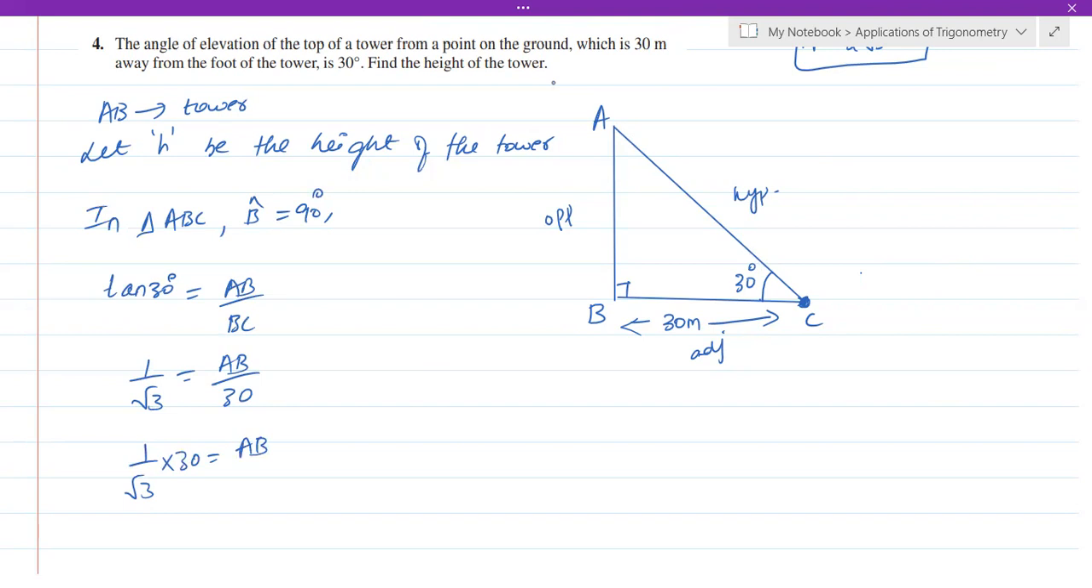Or you can write, therefore, 1 into 30 is 30, root 3 as it is, 30 by root 3. Remember, we are not supposed to have an irrational number in the denominator, so let's rationalize it. So 30 into root 3 is 30 root 3. Root 3 into root 3 is root 3 whole square. So square and root get cancelled.